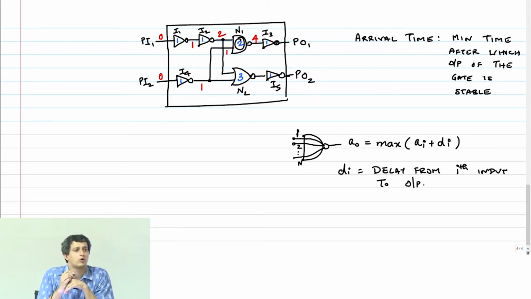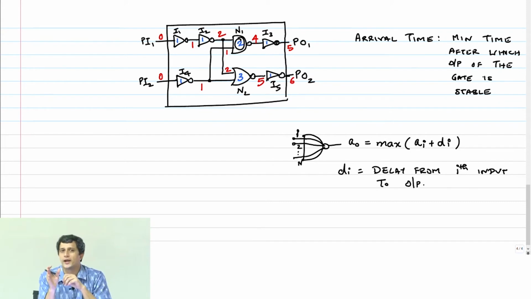What's the arrival time at the output of I3? 5. Okay. Now, so therefore the arrival time here is 2. What is the arrival time at the output of N2? Yeah, you have to do 2 plus 3, 1 plus 3 and take max. So you get 5. What's the arrival time at the primary output PO2? 6. Okay.